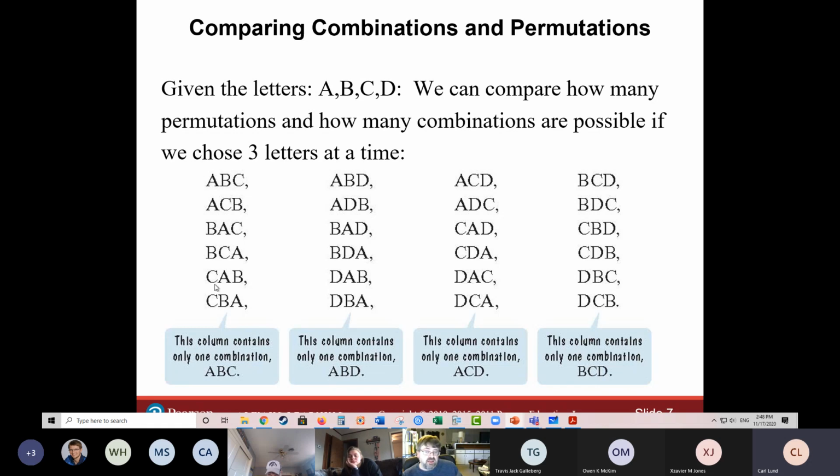But combinations are different. Every element in this column, for example, has just one combination, ABC. The second column has the combination ABD. The third column has the combination ACD. And the fourth column has the combination BCD. And so what we see here is the difference between 4P3 and 4C3.